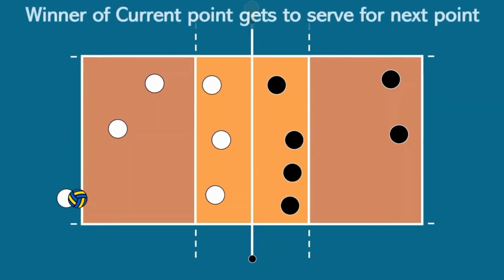The winner of the current point gets to serve for the next point. So if the white team is serving and they win the point, then they serve for the next point. They keep on serving as long as they keep winning the point. Once they lose the point, then the serve goes to the black team. And then they would serve until they lose a point. Once they lose a point, serve goes back to the white team.